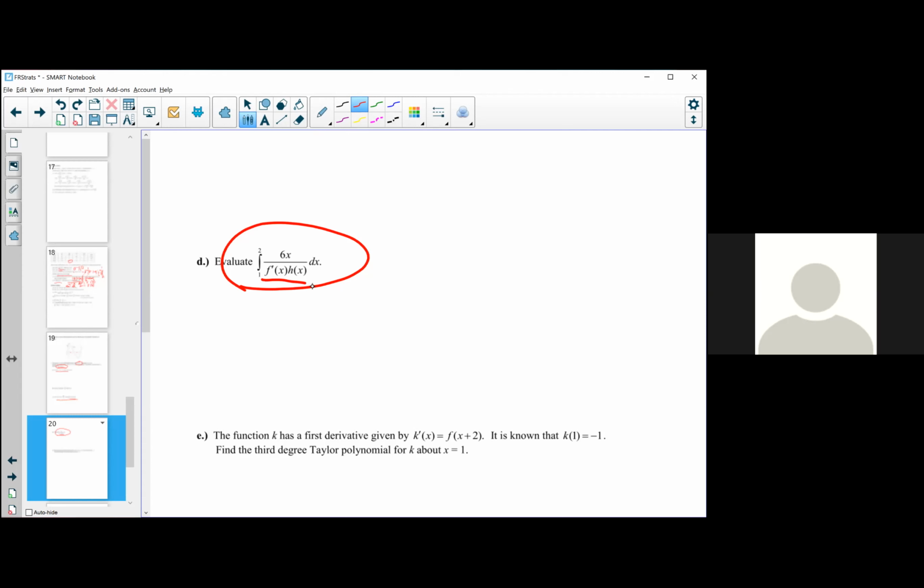And then you'll notice what they did. It's very similar to what I did about finding a third degree Taylor polynomial for this other function. They did it with k prime being f of x plus 2. So that was kind of a slick way. You got to do a translation, and you also have k prime. So you know that k of 1 is -1. That's given. And so you can kind of plug and chug again to pull those things together.